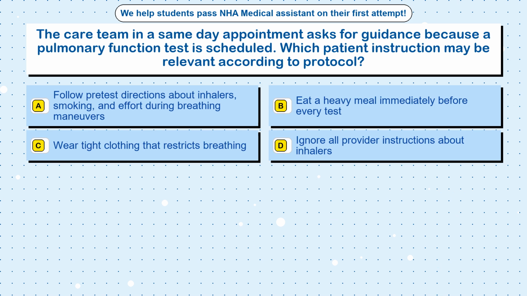Question 35. The care team in a same-day appointment asks for guidance because a pulmonary function test is scheduled. Which patient instruction may be relevant according to protocol? Option A. Follow pre-test directions about inhalers, smoking, and effort during breathing maneuvers. Option B. Eat a heavy meal immediately before every test. Option C. Wear tight clothing that restricts breathing. Option D. Ignore all provider instructions about inhalers.